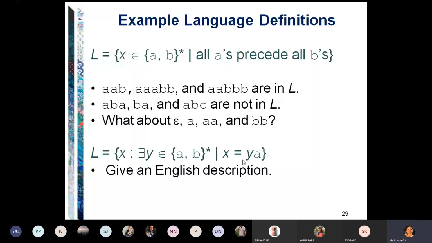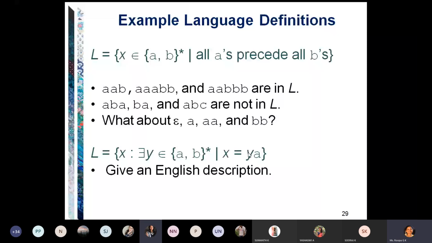If I say ay, how will you change the description? Same problem. If I say ay, then strings starting with a. Okay, now if I say aya, how will you write it?